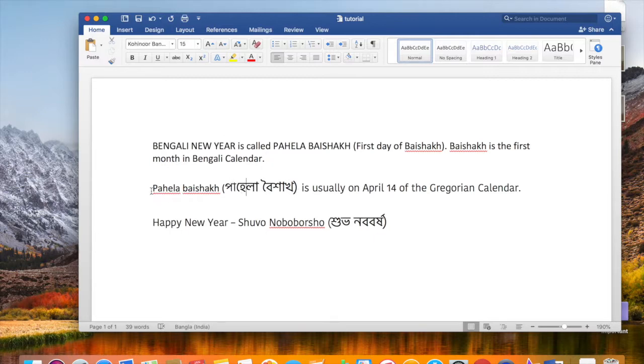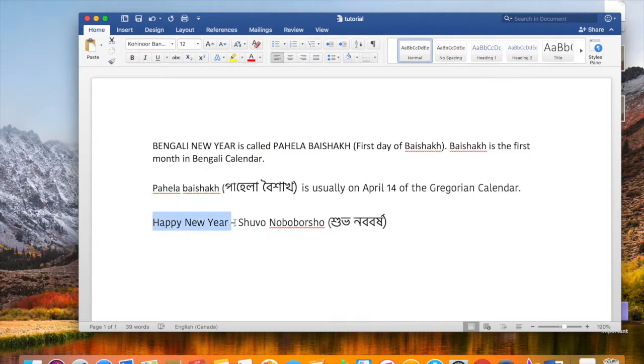Pahela Boishak, that's the English version, is usually on April 14th of the Gregorian calendar. Okay, it's usually on April 14th. Sometimes on the 16th, sometimes on the 15th, but it's very rare. Most of the time, it's on April 14th. In 2019, it's going to be on April 14th as well. So, how do we say Happy New Year in Bengali, right?